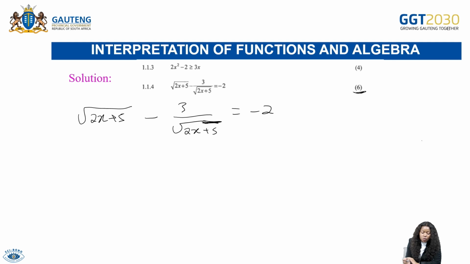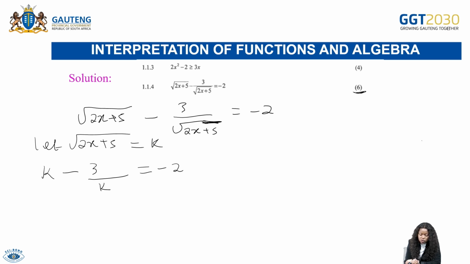So instead, why not just say, let what is complicated, the square root of 2x plus 5, be equal to k? Meaning that when you see the square root of 2x plus 5, you substitute it with k. Minus 3 all over, where you see the square root of 2x plus 5, you substitute it with k, equals -2. From here, you can see you are only dealing with k. You've got k minus 3 all over k, equals -2.